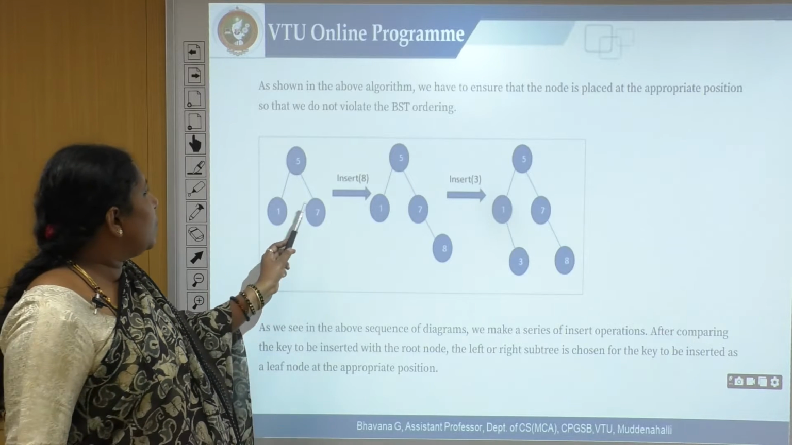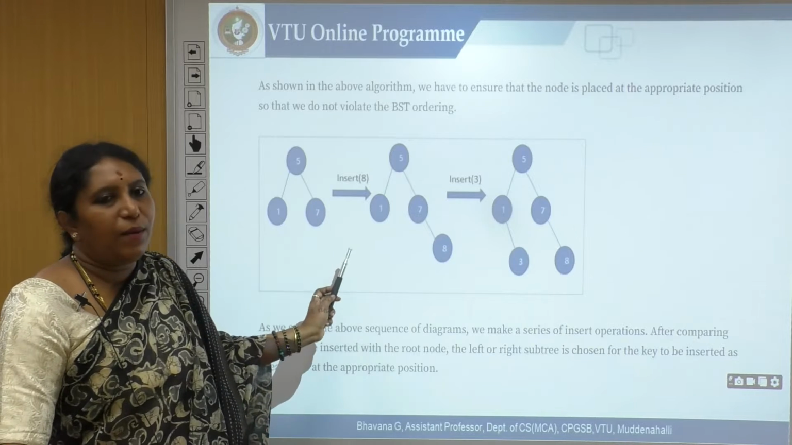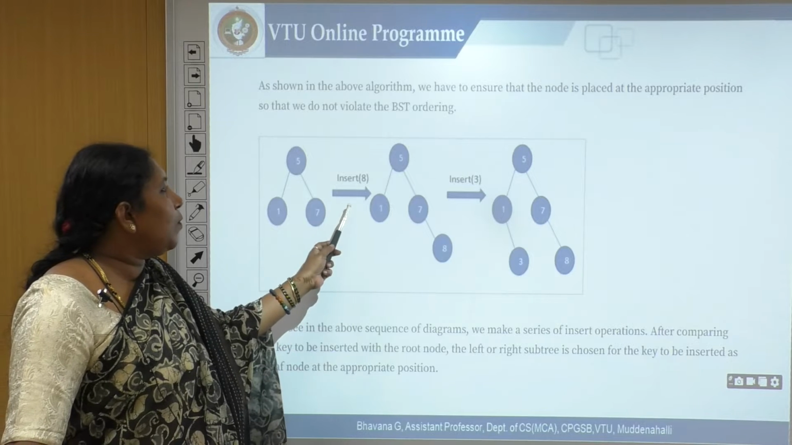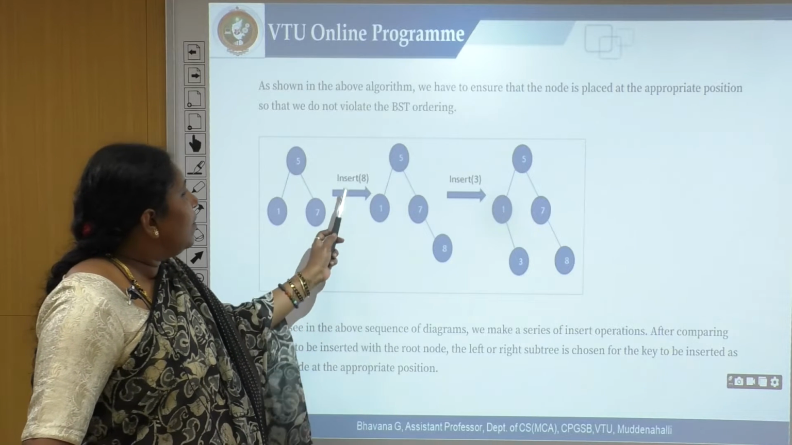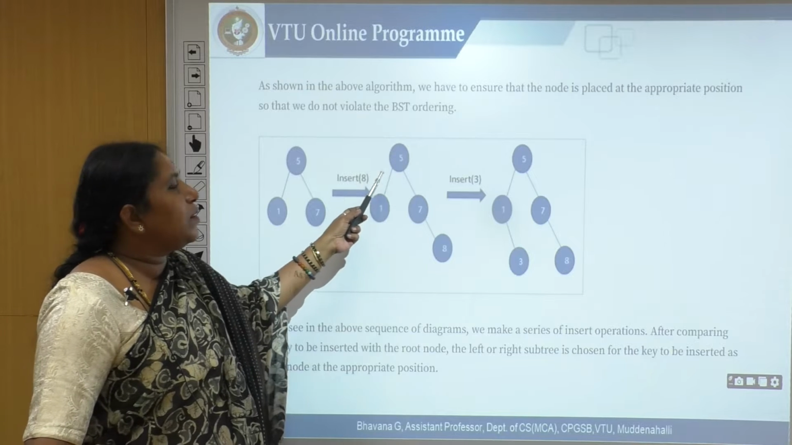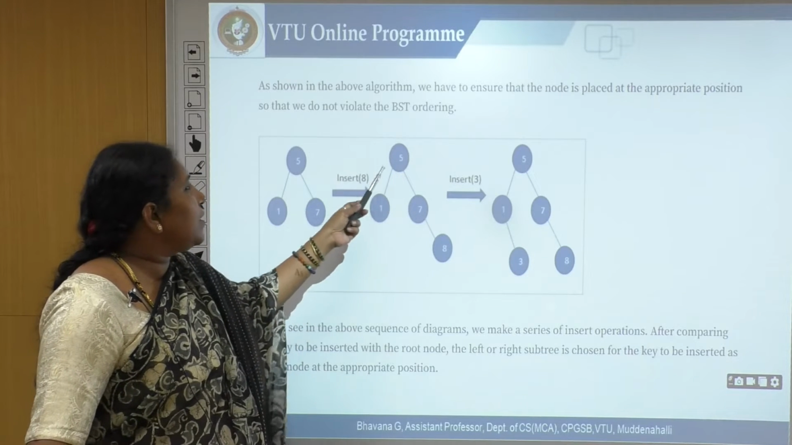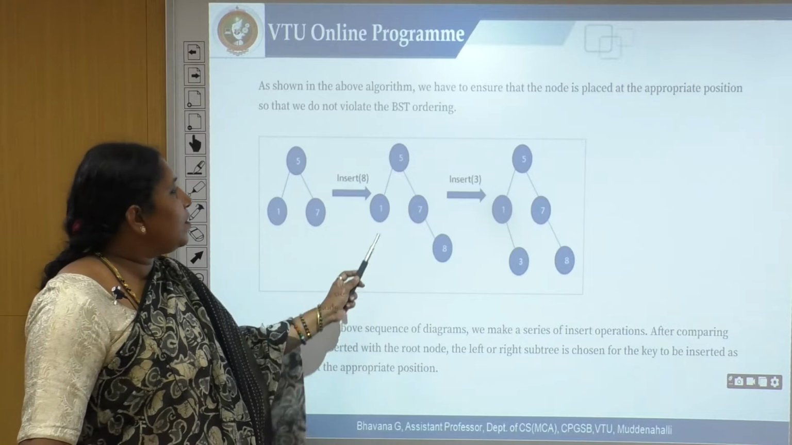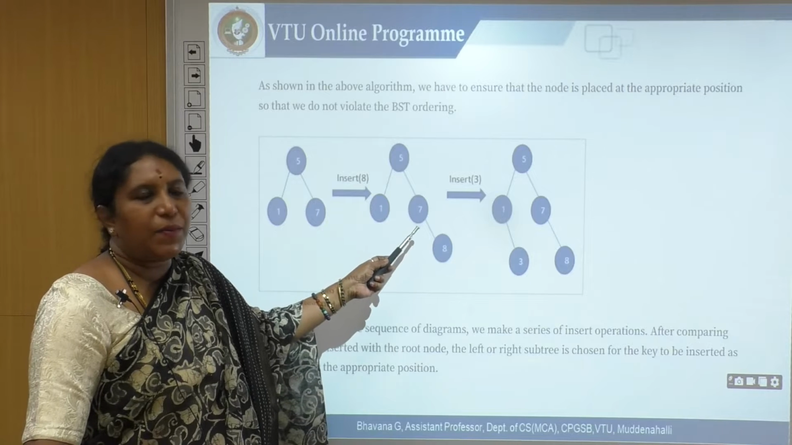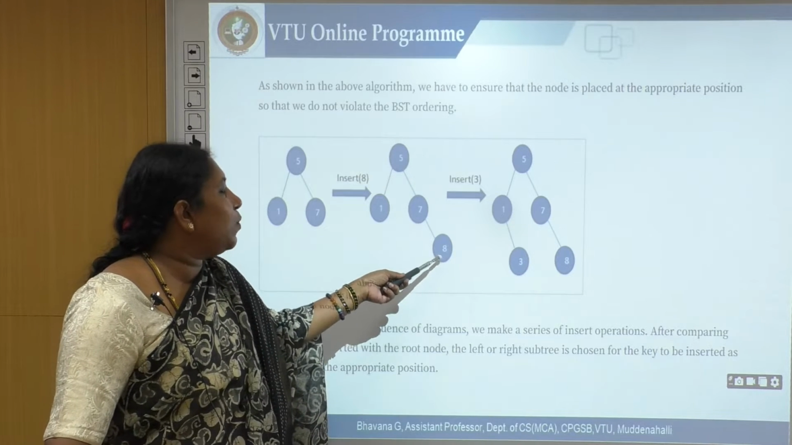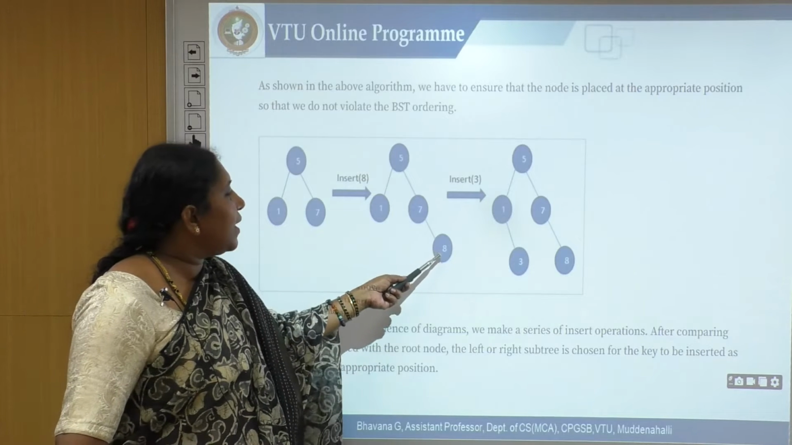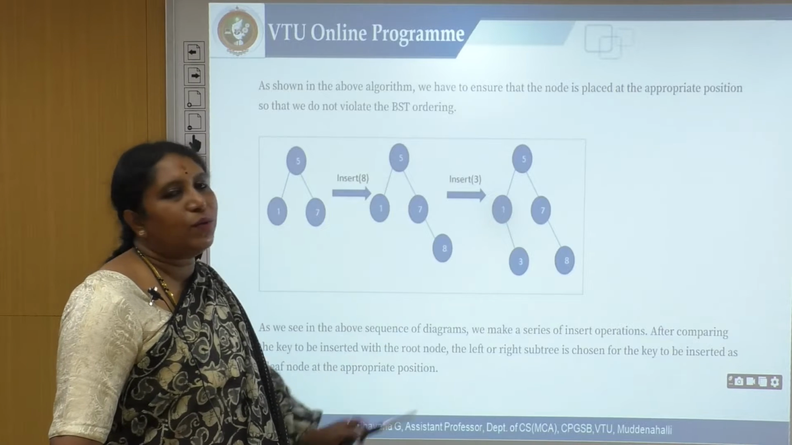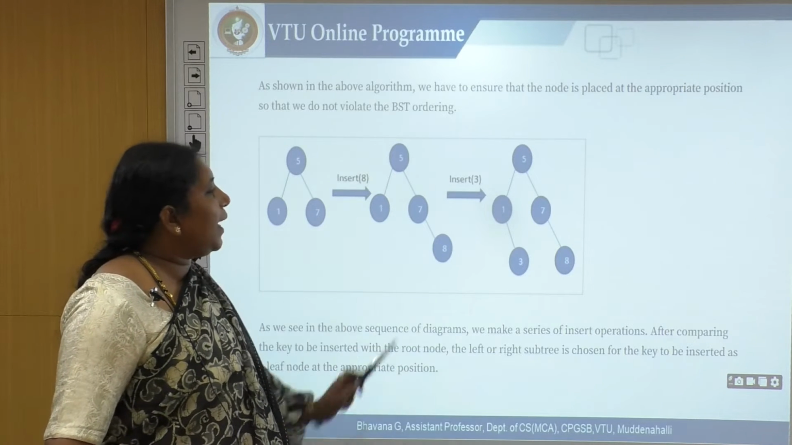Can you see here? In this diagram, I already have a tree with 3 nodes. Now I want to insert 8. I have to check, first comparing 8 with 5. It is greater, so I have to insert it into the right subtree. There is already one element in the right subtree, that is 7. I am comparing 8 with 7. Now 8 is again greater than 7, so I cannot insert into the left subtree. I have to insert it into the right subtree. So I am inserting 8 here.